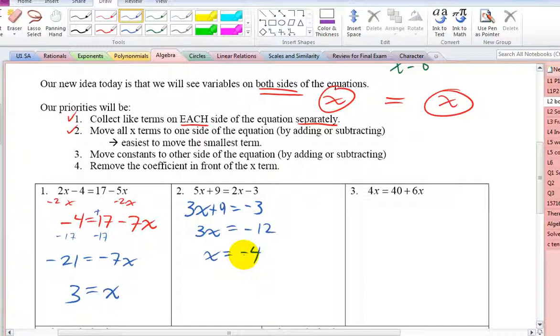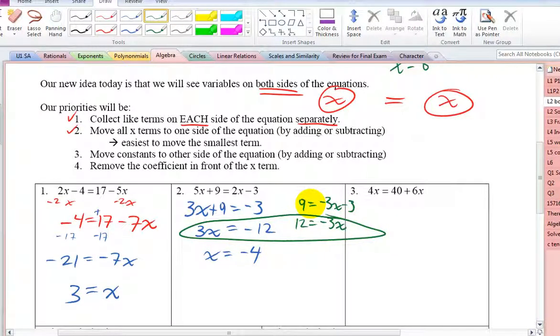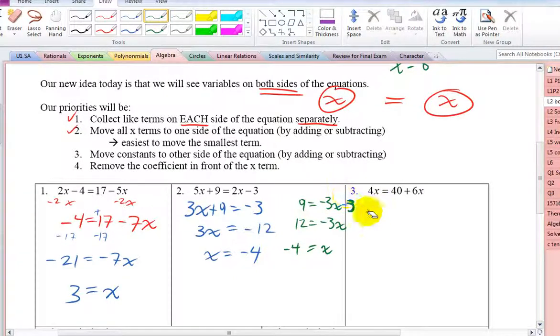Okay. Yep. Now, you could have done it the other way. You went 9 equals negative 3x minus 3. 12 equals negative 3x. Notice how these are identical, just different signs when they're on the opposite sides. And so then x equals negative 4. I'll take either way. Okay, they're both correct.